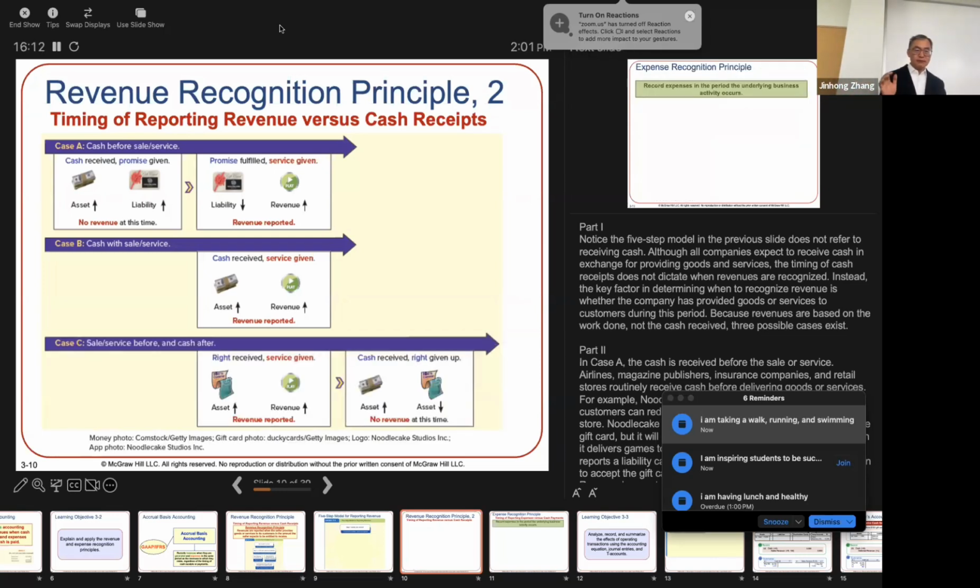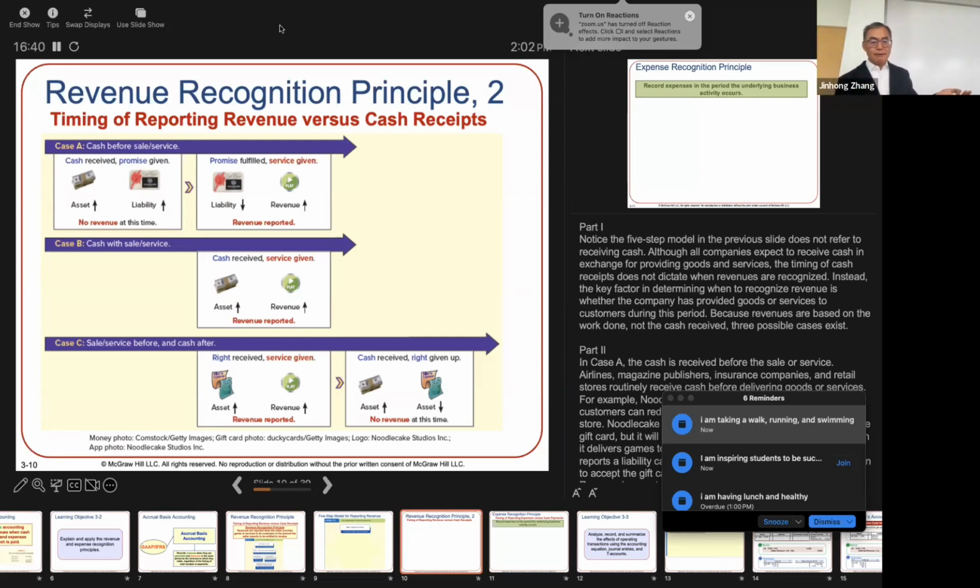So sales: service before and the cash after. Right, received, service given. You receive the cash, and then you deliver the service immediately, then you book revenue directly. You don't need to book unearned revenue. Don't book liability anymore. Okay. And then cash received, the right given up.